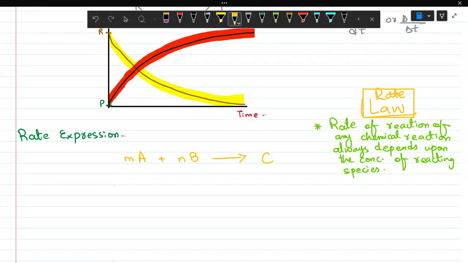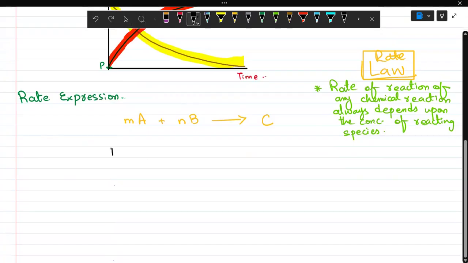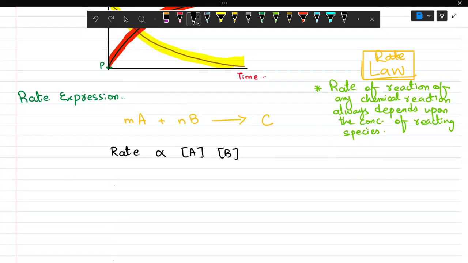Now, what is meant by this statement we just wrote? It is saying that the rate of reaction is directly proportional to the reacting species, or the active masses of the substances. It means that the rate is directly proportional to the concentration of A and the concentration of B. For this chemical reaction, the rate of reaction will totally depend upon the concentration of A and concentration of B. You see the M here and N here?